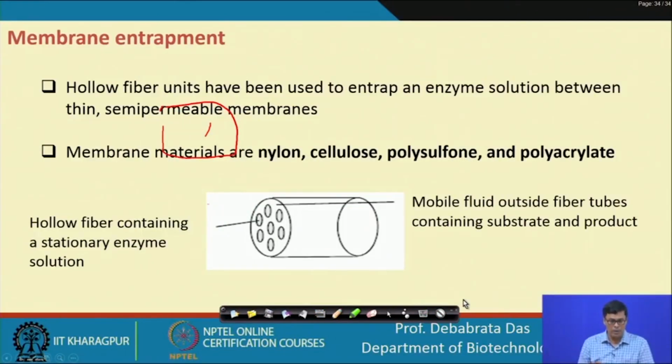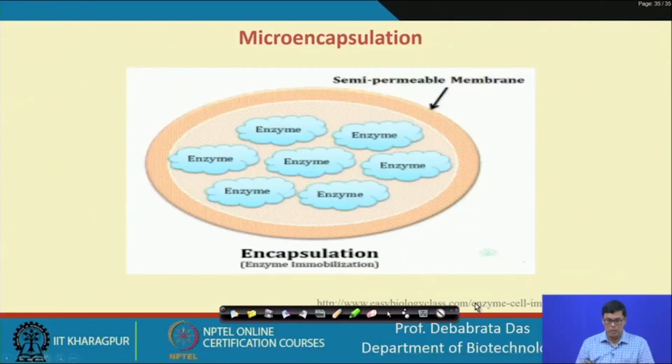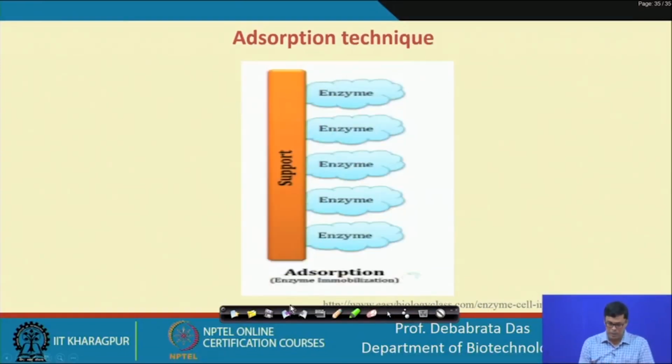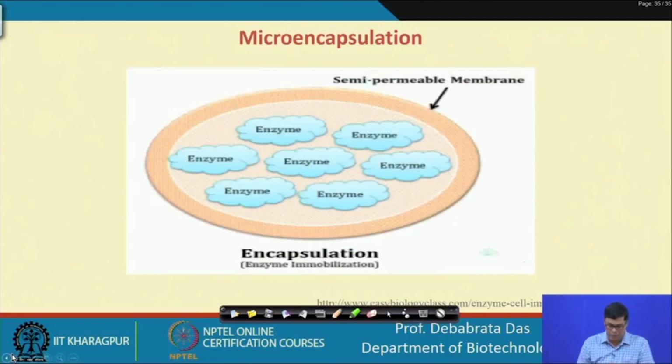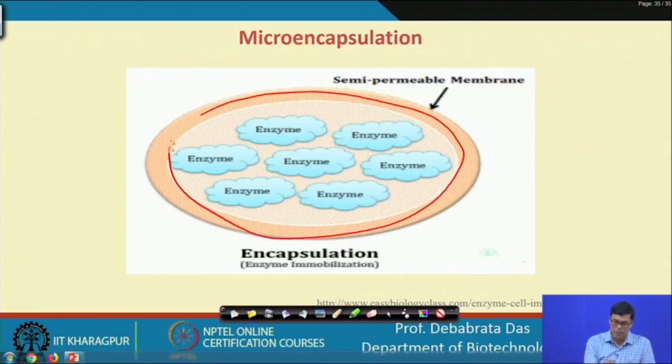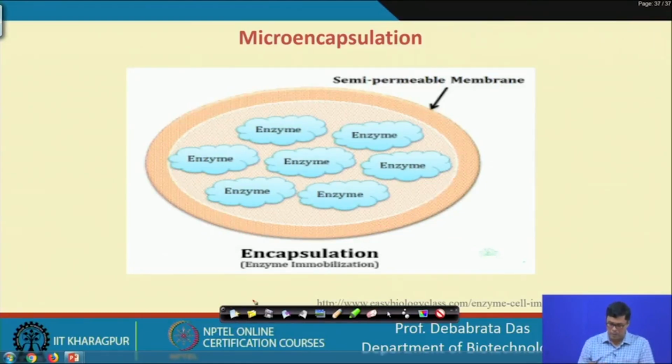Then we have membrane entrapment, the hollow fiber, where inside the fiber the enzymes are entrapped. Then we have microencapsulation. I told you this. This is the membrane. You look at this, this is the enclave, that is the membrane, and inside the membrane you have the enzyme, that is the encapsulation. I tried to explain.